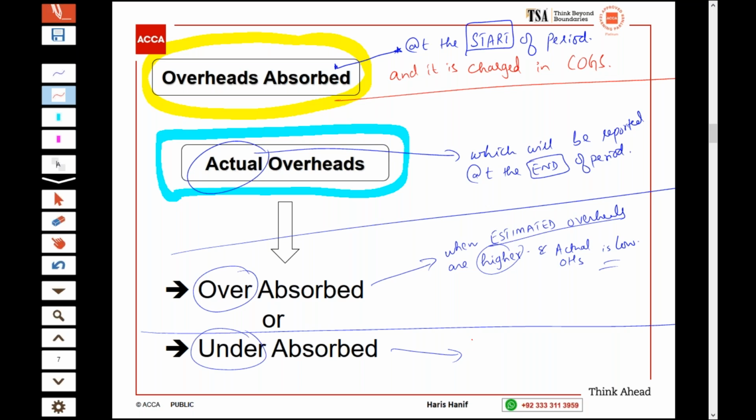And this is vice versa. When your estimated overheads are low and actual overheads are higher, that means you had charged less. You had charged less at the start of the period. It is a difference of the start and the end. This is the thing.